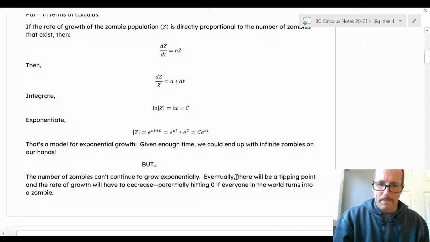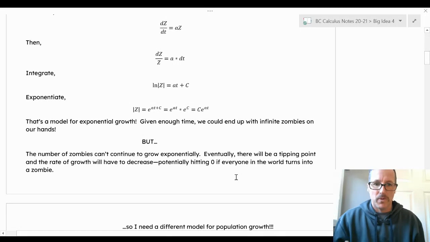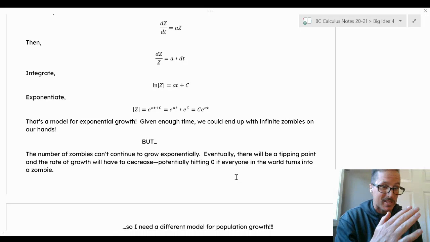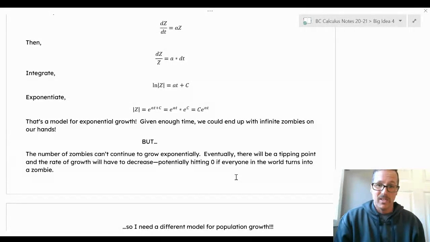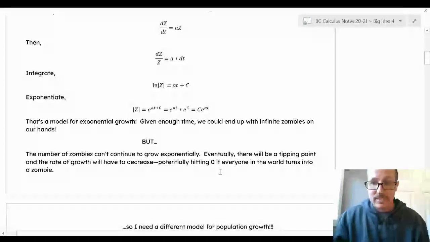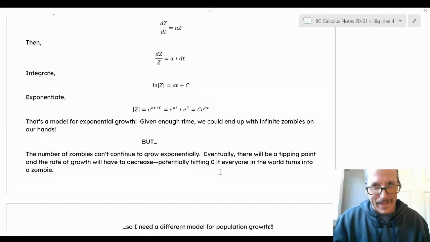So it can't happen. There's got to be a tipping point where the rate of growth starts to decrease. Still growing, but it's not growing as fast. So potentially the rate of growth would hit 0 if everybody in the world turned into a zombie, right? So that's a little more realistic. Okay, you got me there. Zombies are not realistic, right?